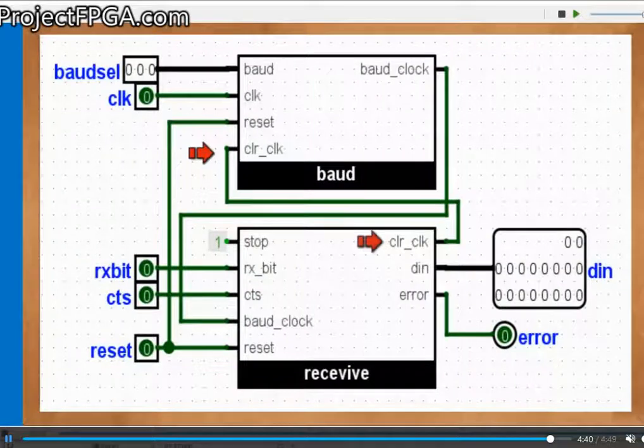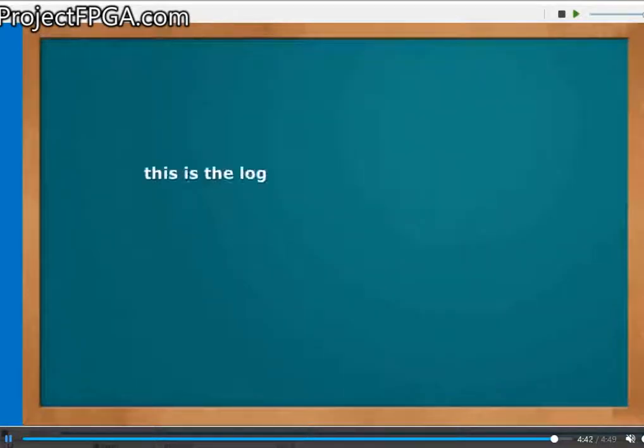This is the logic behind the baud generator. In our next tutorial, we'll discuss the transmitter.